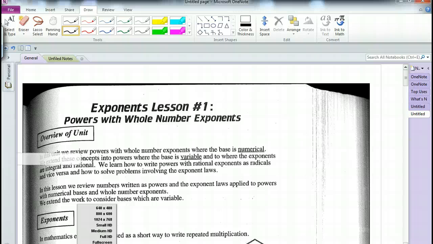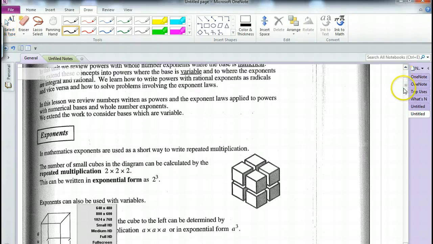Okay, welcome back, everybody. Mr. Vidic here. Today we're starting a new unit on exponents. And even though this is a new unit, it's very closely tied into our previous unit of radicals. As we get through these lessons in the next few days, you will notice that radicals and exponents have a very close relationship.